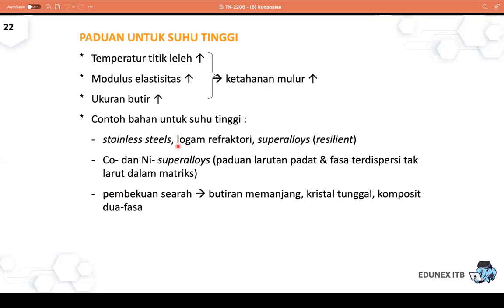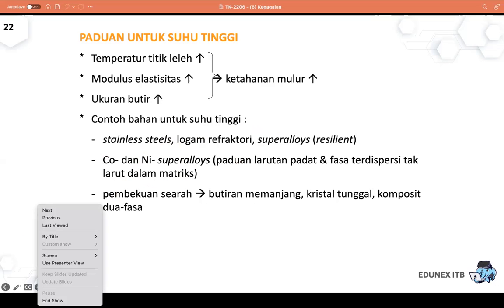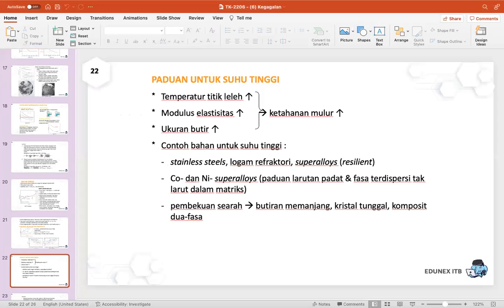Okay, so that's it. There are three types of failure. The first one is fracture, patah. The second one is fatigue, patah lelah. And then the third one is creep, or mulur. And then for the last one, let's watch one more video again about the creep. Again, it is from the book.